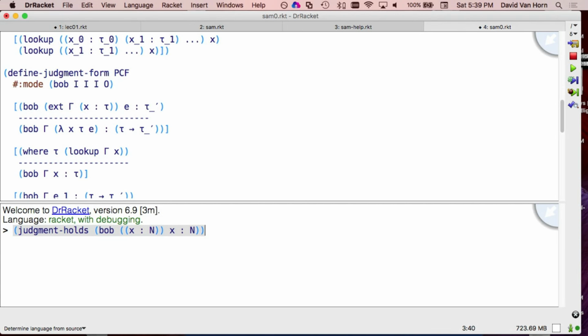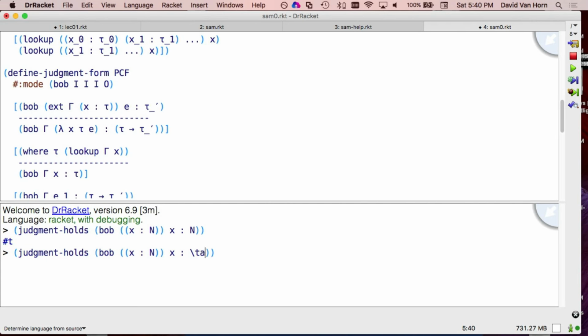I'm asking a question here, right? I'm asking, is the thing that I just wrote down in the Bob relation? That's the question that I'm asking here. And it does. It is, right? Okay. Now, you can make a conjecture. Under this type environment, this expression has this type, and it will tell you if you were right or not.